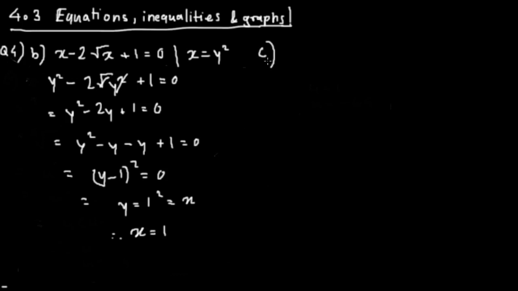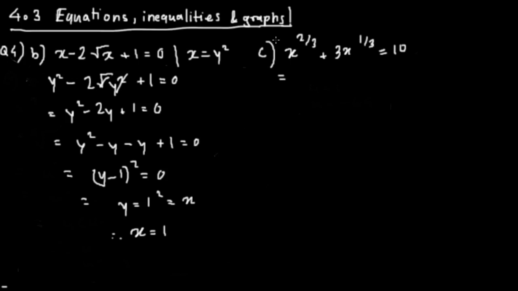Now let me do C, just in case you guys don't understand it very well. So this is a bit harder. x to the power of 2 over 3 plus 3x to the power of 1 over 3 is equal to 10. So maybe I should not space it so much. This looks threatening, right? But we can kind of understand what we have to do.